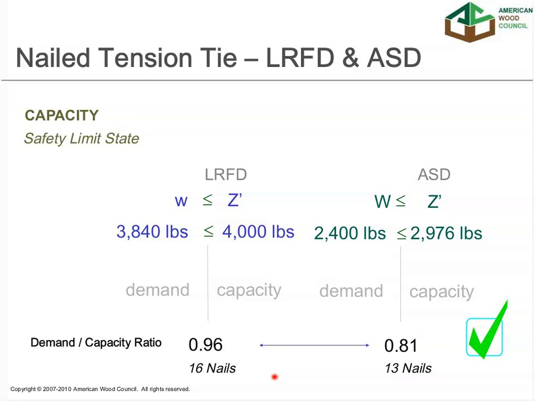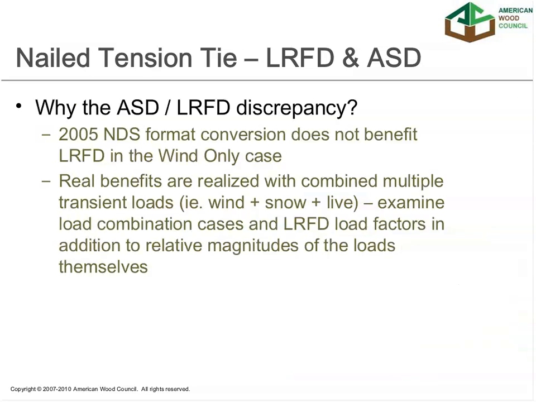And there is a reason for that. I'll just show the final slide here to show that we have enough nails, 16 nails versus 13 nails to handle the capacity. The reason really has to do with the way ASCE7 has evolved over the years.